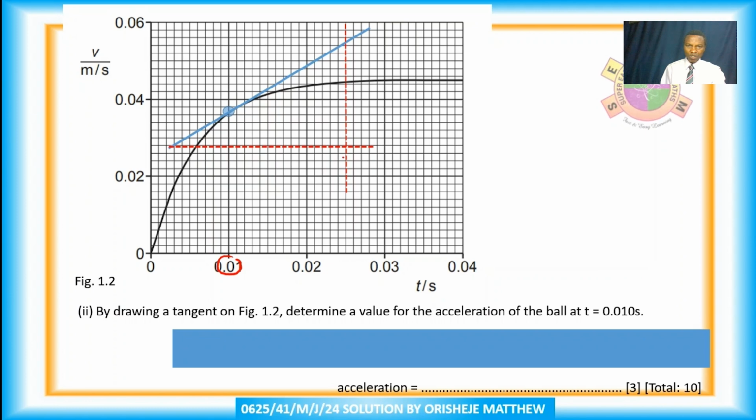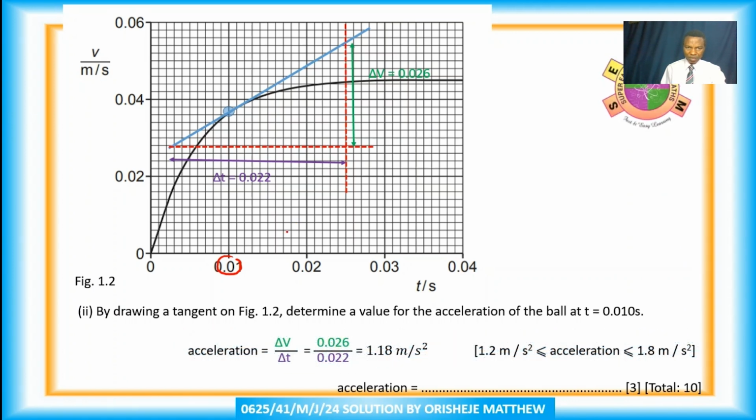So using your normal method of finding gradient, which is delta v over delta t, that gives you the gradient of 1.18 meter per second square. And then the acceptable value is if it lies between 1.2 and 1.8. So the acceptable value lies between 1.2 to 1.8. So any value you get there is correct. Okay.